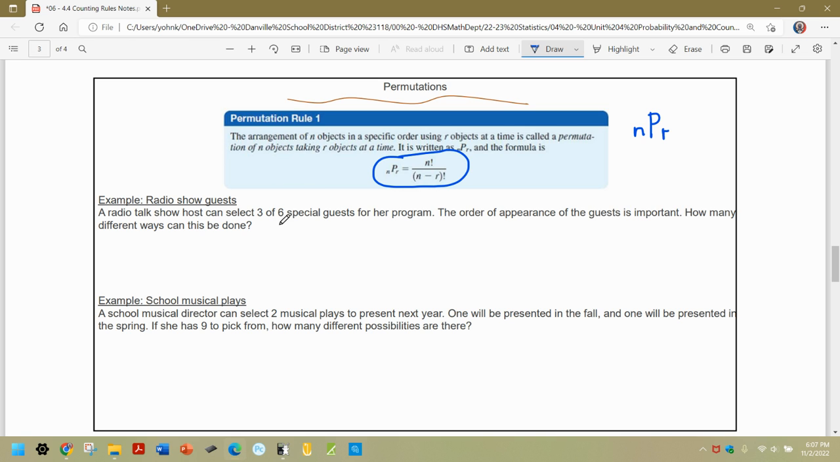Okay, so I have n equals 6 guests. That's my total amount that I'm choosing from. My r is how many I am choosing. So I've got my r and I've got my n. So that means that I'm doing 6P3. From a group of 6, I am choosing 3.